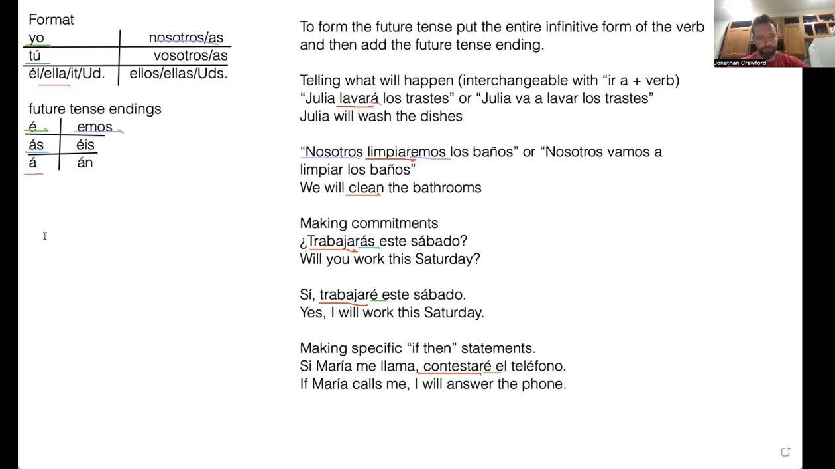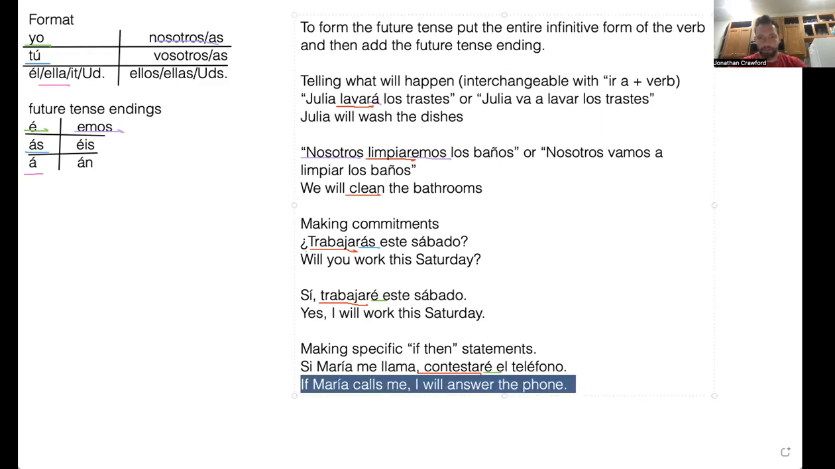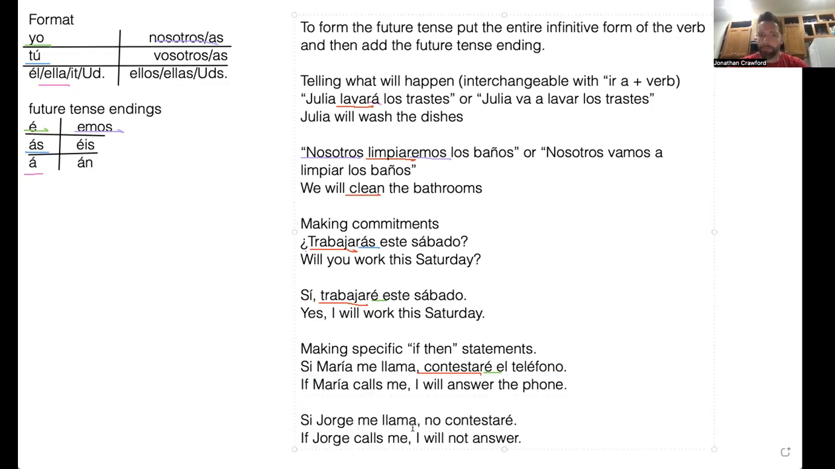Let's do another one. Si Jorge me llama, no contestaré. If George calls me, I will not answer. Okay? No contestaré. There's contestar, and then there's the ending. You know it's the future tense because it's the entire infinitive form of the verb followed by that ending. A true native speaker will never get this mixed up. Okay, there are other reasons.